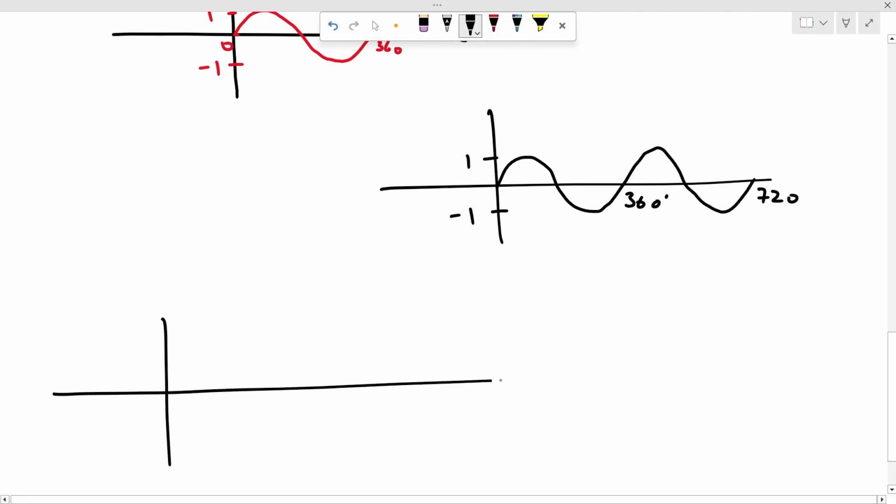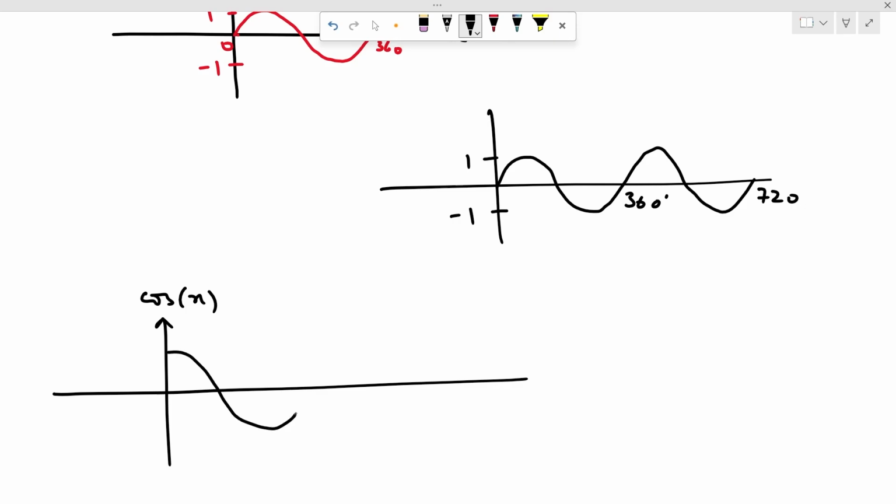The cosine function looks something like this. It starts from a 1, then ends at a 1. This is at 360 degrees. This is at 180 degrees. This is a 0. So the pattern now repeats.